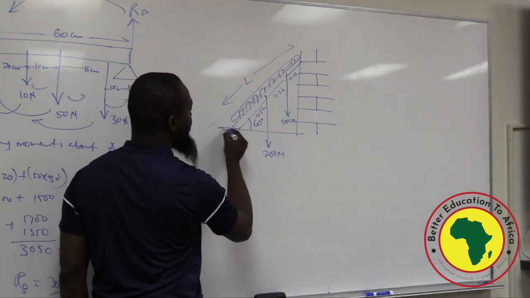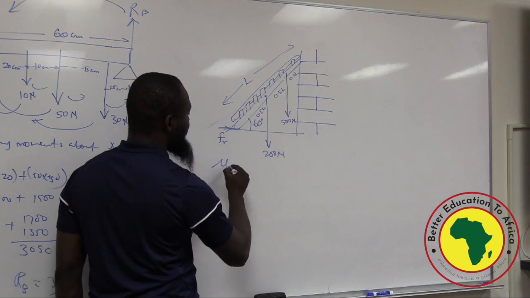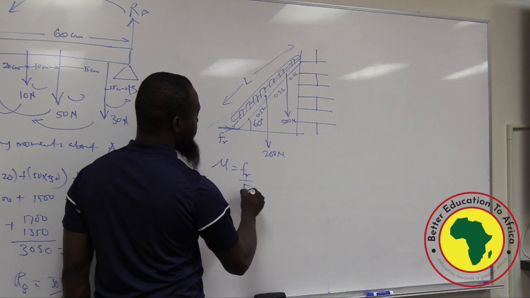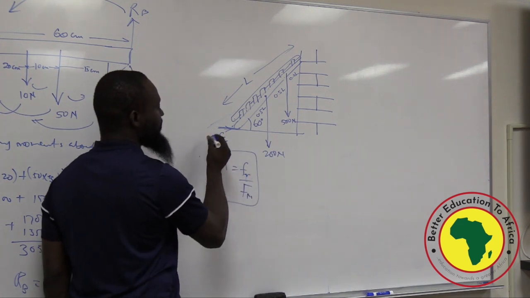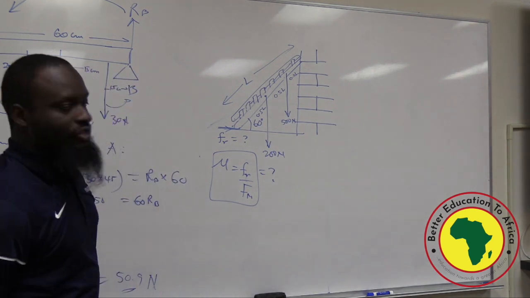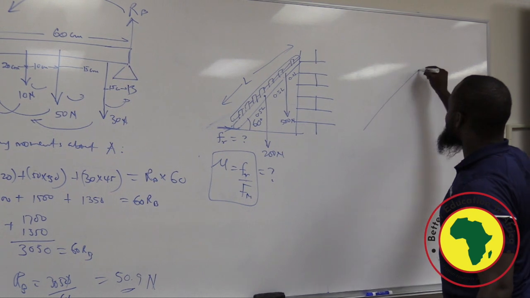And what is the equation of friction? So we are finding the frictional force here, F friction, and also the coefficient of friction, which is frictional force over normal force at the base of the ladder. So these are the two questions, this and that. So to solve this problem, what we're going to do is draw a free body diagram.